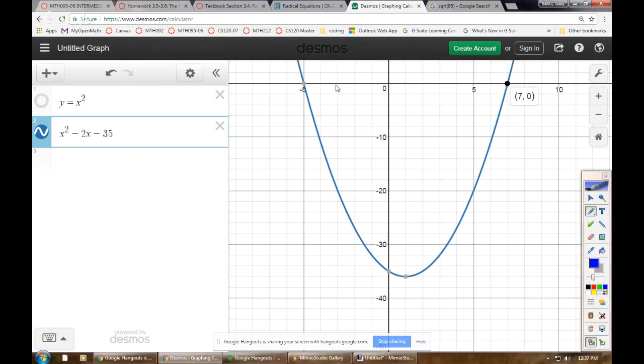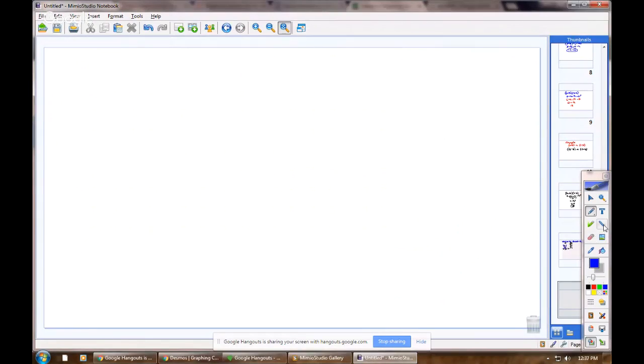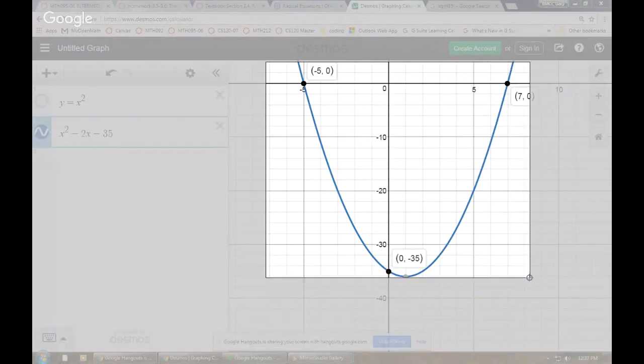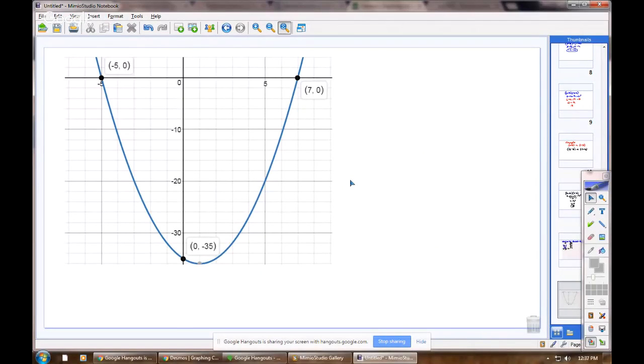Notice it has a couple of places where it hits the x-axis. It has a place where it hits the y-axis, and it has a minimum point. Some parabolas are upside down and will have a maximum point. I just want to play around with this one a little bit. So, new page. Let's grab that picture. Okay, so this is a graph again of the equation y equals x squared minus 2x minus 35.